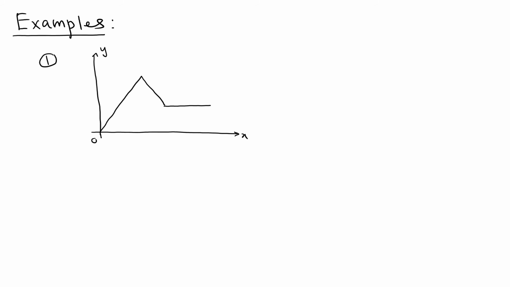As the first example, let's look at this graph. This is the function we have. This is the y value, this is the x values, and this is 0. You can see there's a peak at, let's say, 2, and then there's another different behavior at 3, and the function stops at 5. There are three intervals here we can talk about. The first interval is going from 0 to 2.